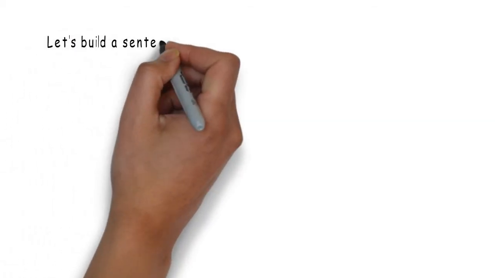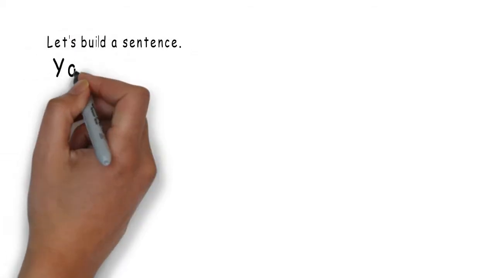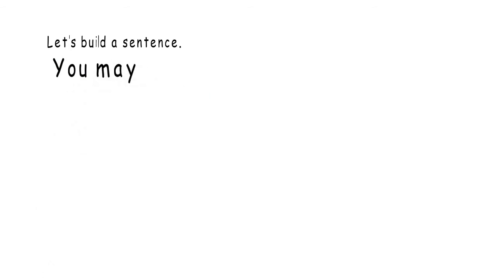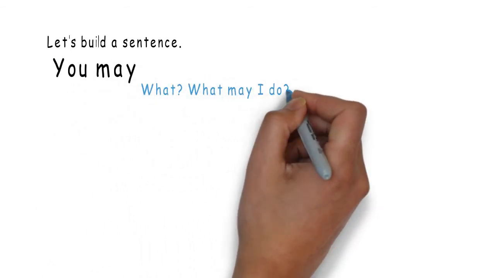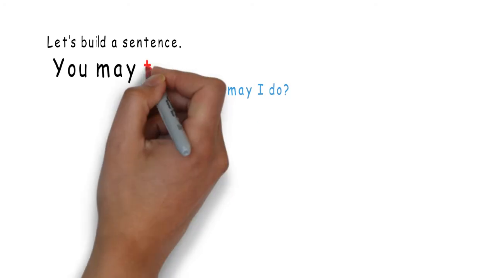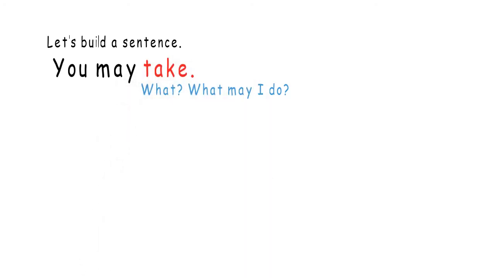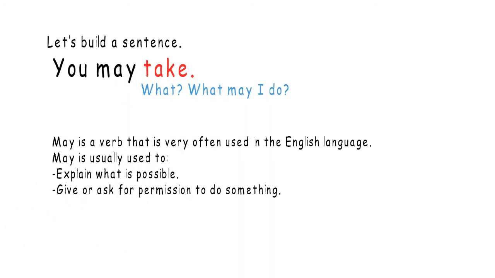Let's build a sentence. You may... What? What may I do? You may take. Okay. May is a verb that is very often used in the English language. May is used to explain what is possible, give or ask for permission to do something.